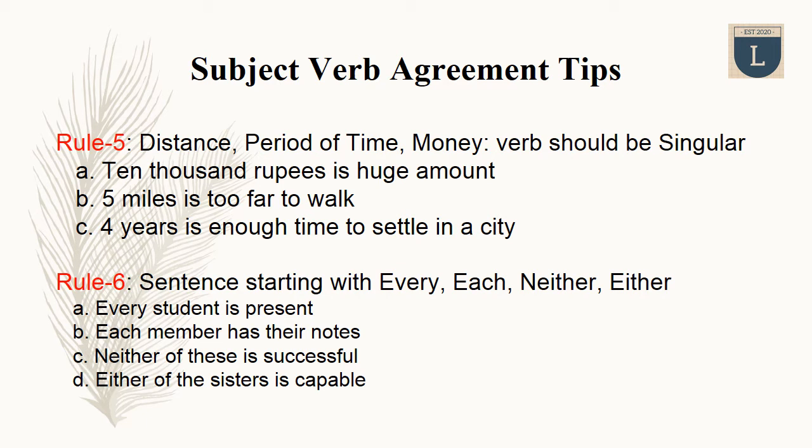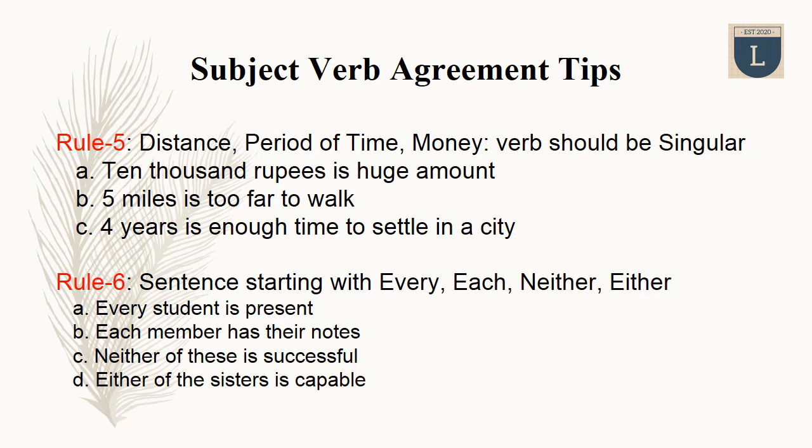Rule number 5: distance, period of time, money. The verb should be singular in these cases when you're talking about distance, period of time or money. Example: 10,000 rupees is a huge amount. Though 10,000 looks like a plural, we're talking about 10,000 rupees as a single entity, therefore it takes a singular verb, is.